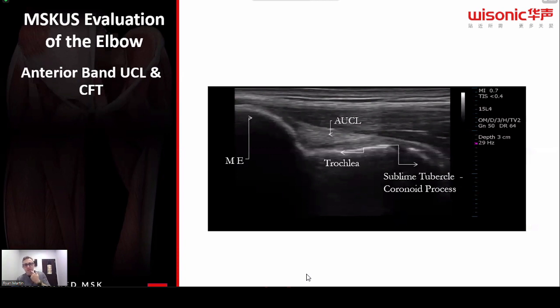Here's a great picture of how to identify everything. So medial epicondyle, here's that ladle of the trochlea right here. The anterior ulnar collateral ligament, that triangular shape as it comes up over that coronoid space into the sublime tubercle. And here's your joint space right in here that you would be gapping. There's the attachment site right there.